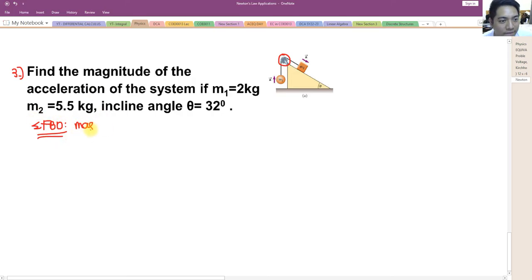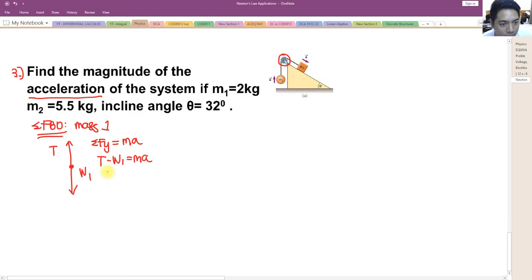FBD for mass 1. Okay, so if we have the FBD for mass 1, we have the weight of mass 1 on the downside. On the upside is the tension of the cable. So we have summation of forces along y. Since we have an acceleration, that should be equal to ma. The problem doesn't state that we have a constant speed, so we have an acceleration already. So that would be T minus W1 equals ma.